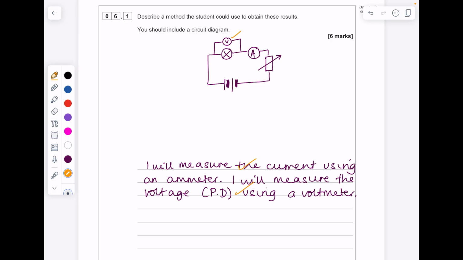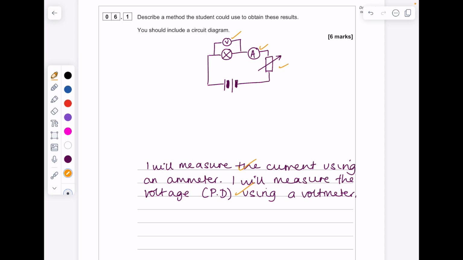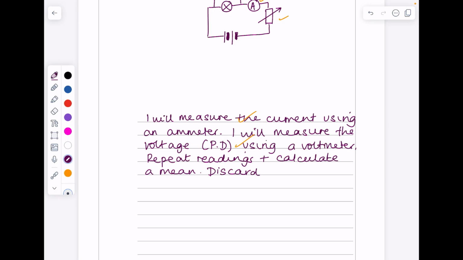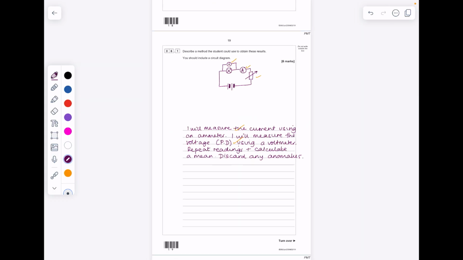In terms of the marks we've been awarded so far, we get a mark for the fact the voltmeter has been added in parallel, a mark for adding the ammeter in series, a mark for the addition of the variable resistor. So we're already on 5 marks. I don't want to overcomplicate this. I'm just going to mention for my 6th mark that I'm going to repeat, calculate an average, and discard any anomalies I identify. So despite the fact that I've been given lots of space there, that's how I'm going to get my 6 marks, by drawing my circuit diagram nice and accurately.